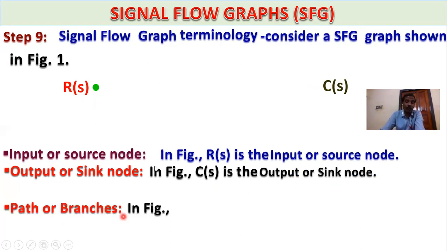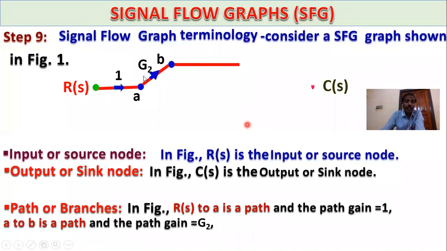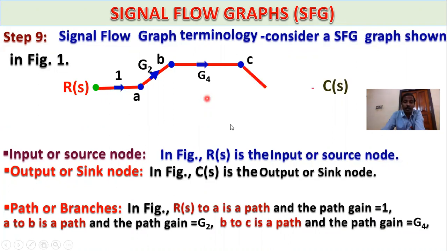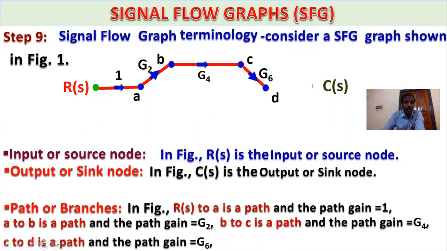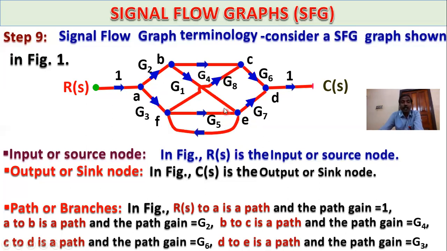Path or branch is very important for signal flow graphs. In the figure, R(S) to A is a path, and the path gain equals 1. First case complete. Second case, A to B with path gain G2. B to C, path gain G4. C to D is a path with path gain G6, and D to C, path gain 1. A to F, path gain G3. F to E, path gain G5. E to D, path gain G7. B to E, path gain G1. F to C, path gain G8. E to F is a feedback path with gain minus H1. Similarly, C to B is a negative feedback path with gain minus H2.